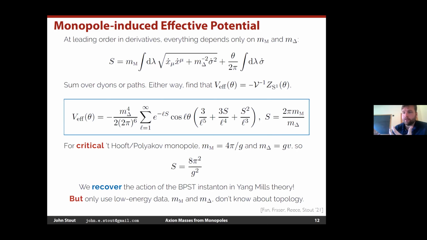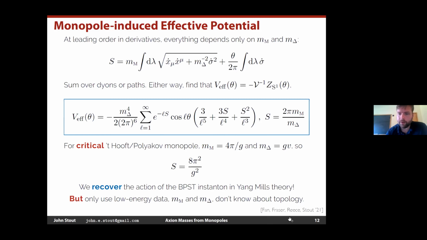These generate an effective potential. But in the UV, if we have a UV description, we can also calculate the effective potential, in which case the instanton picture is useful. But this monopole-induced effective potential requires no UV description at all.